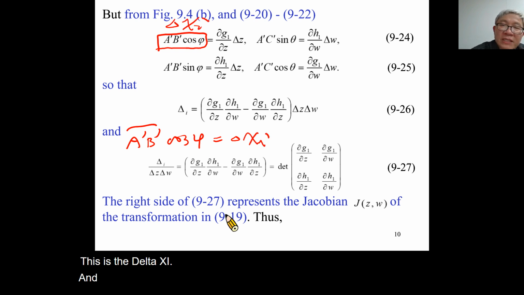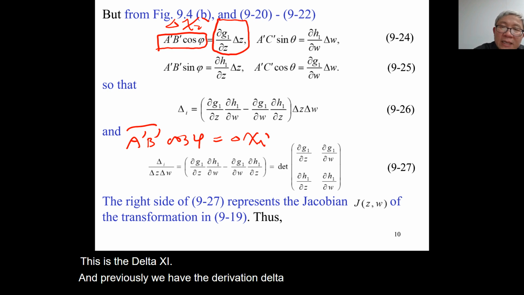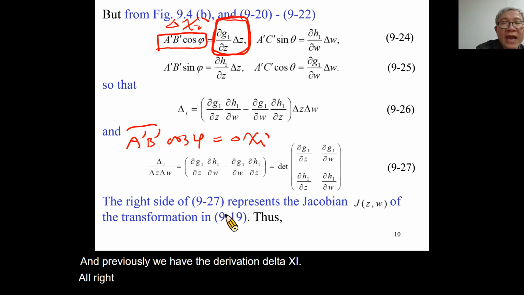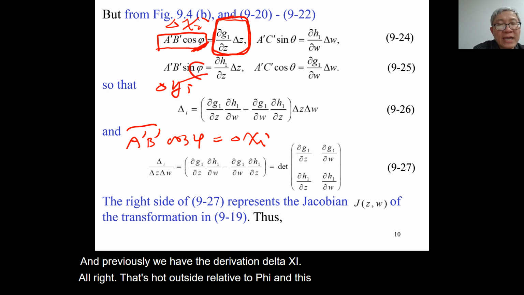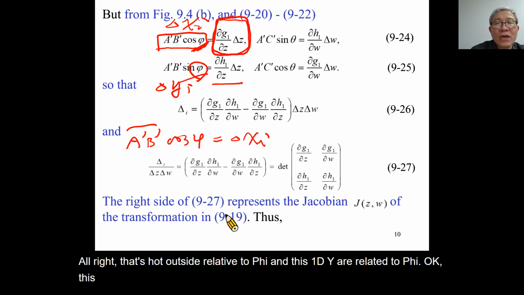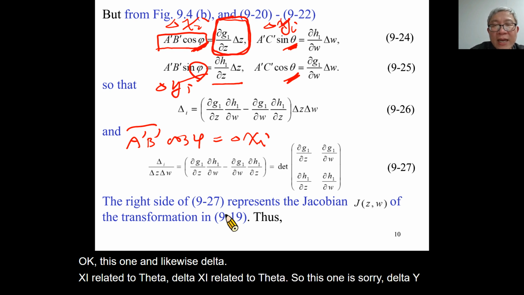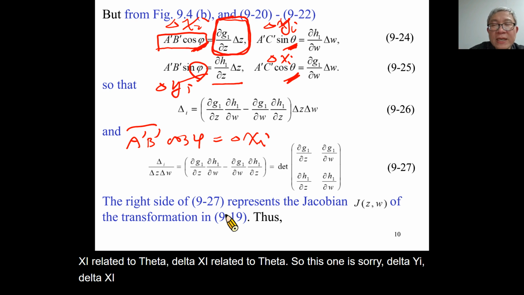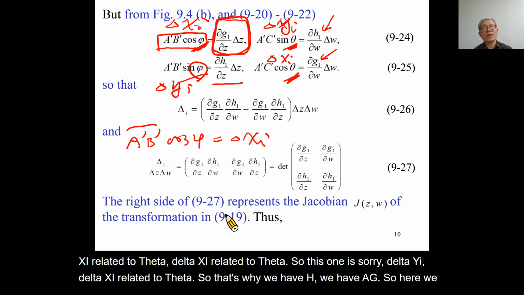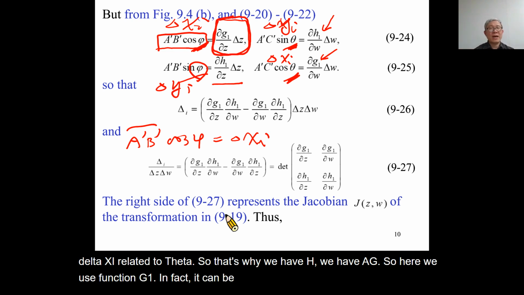And previously we had the derivation of delta xi. Alright, delta xi related to phi. And this one, delta yi related to phi. And likewise, delta xi related to theta. Sorry, delta yi, delta xi related to theta. So that's why we have h, we have g. Here we use function g1. In fact, it can be gi. Alright, but we follow one.